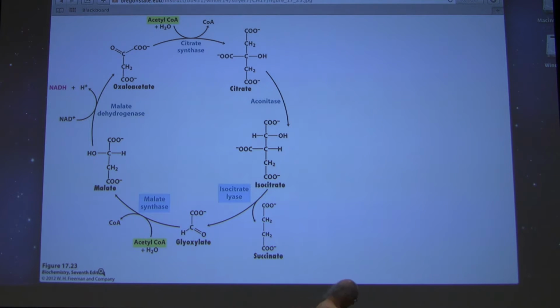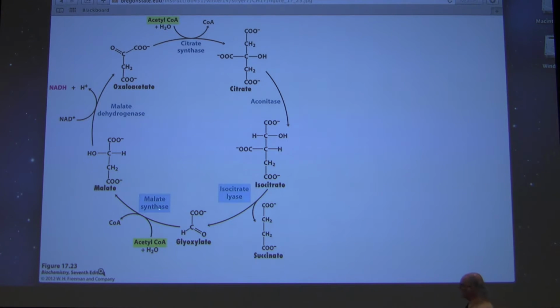Isocitrate lyase, if my pointer will come on. Come on, pointer. There it is. Isocitrate lyase and malate synthase. Now, the significance of these 2 enzymes, as I noted last time very quickly, is they bypass reactions of the citric acid cycle that do decarboxylation.